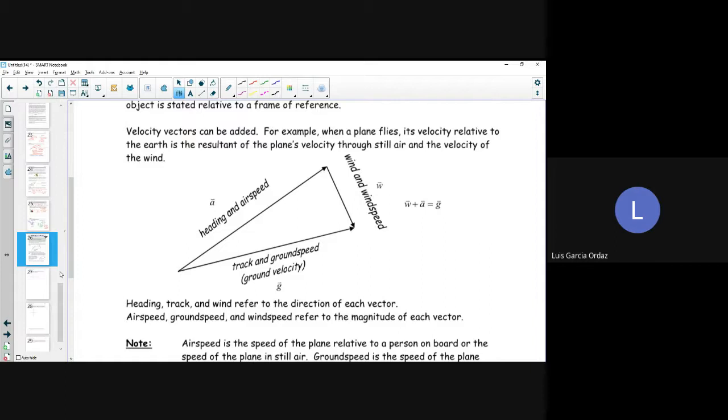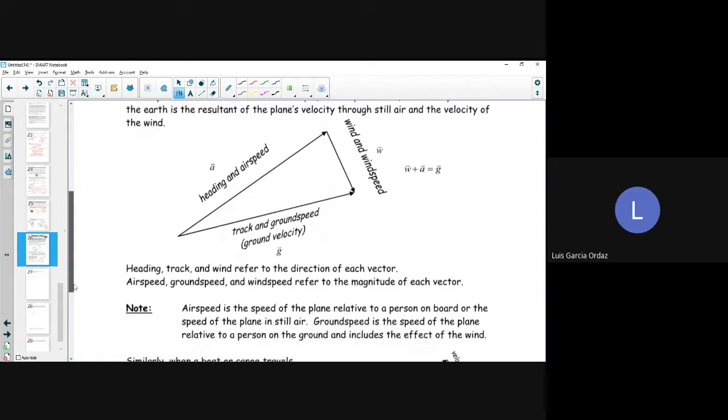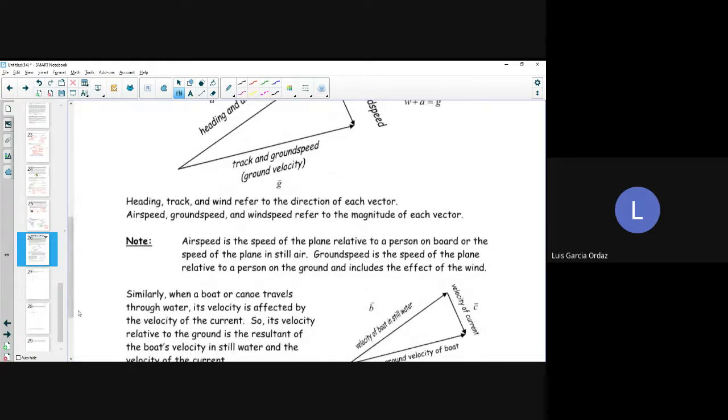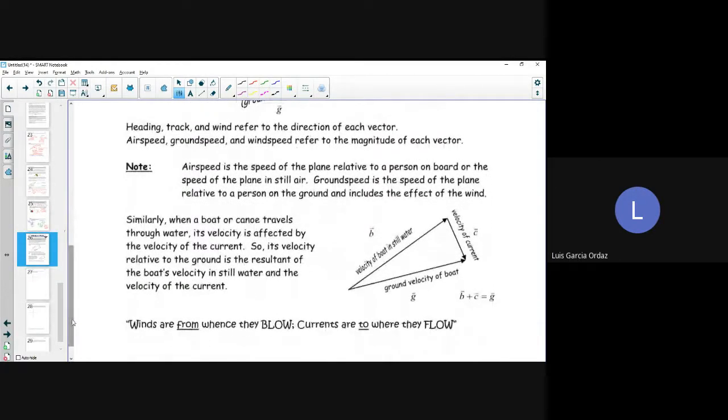So heading, track, and wind refer to the direction of each vector. Airspeed, ground speed, and wind speed refer to the magnitude of each vector. So let's note, airspeed is the speed of the plane relative to a person on board, or the speed of the airplane in still air. Ground speed is the speed of the plane relative to a person on the ground that includes the effect of the wind.